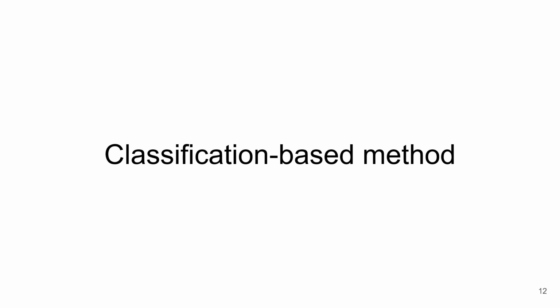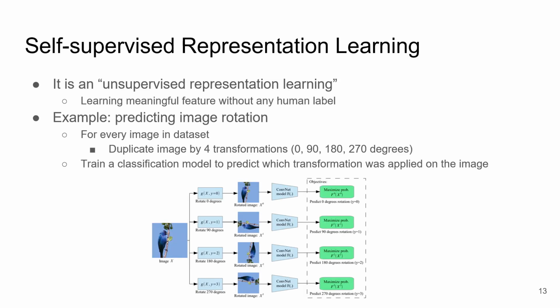Okay, the second idea, classification-based method. To start this part, I need to introduce self-supervised representation learning. Self-supervised learning is one type of unsupervised representation learning. It learns meaningful features without any human labels.